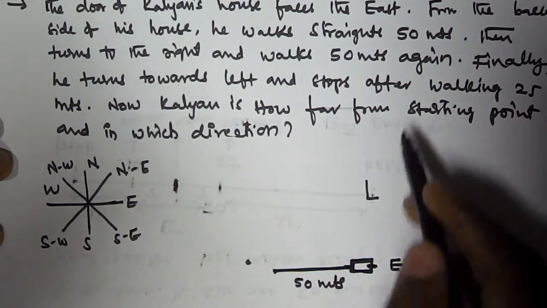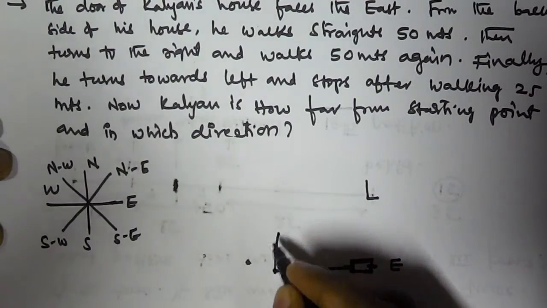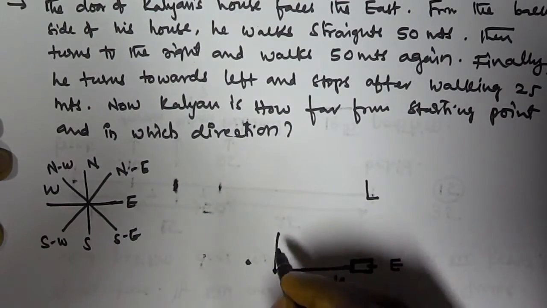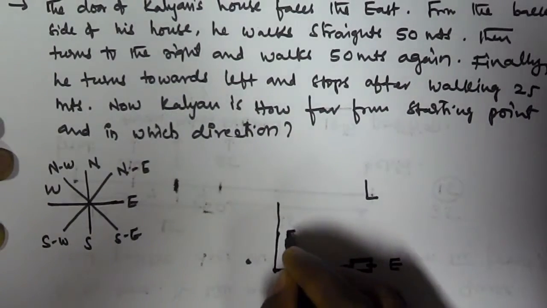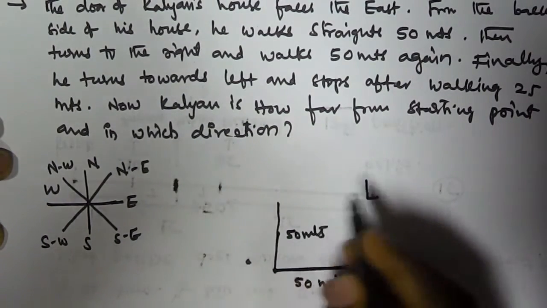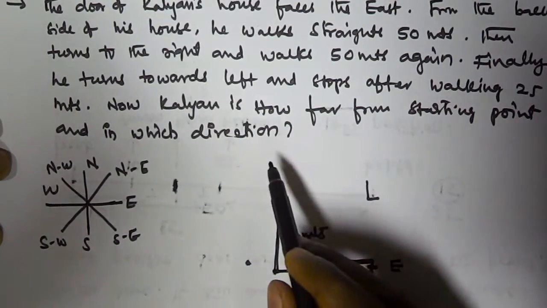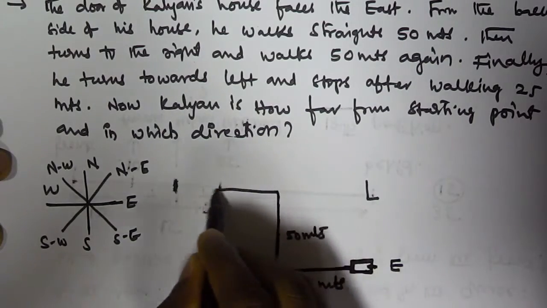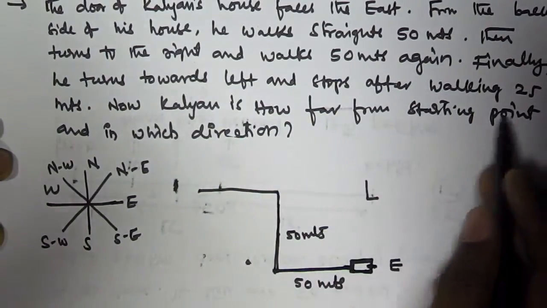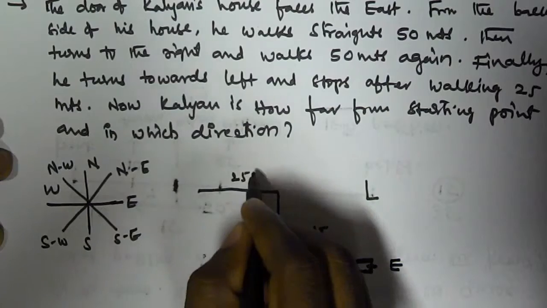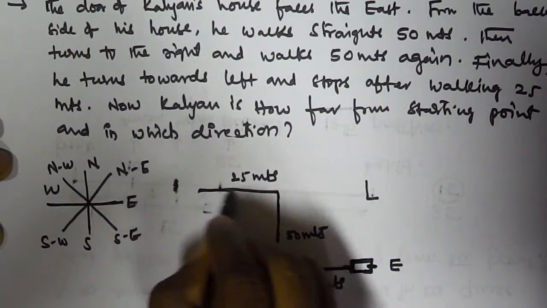Then he turns to the right. If he is moving in this direction, his right side is going to be this direction, right? And walks 50 meters again. Finally, he turns towards the left. He is moving in this direction, then the left is going to be in this direction, and stops after walking 25 meters.